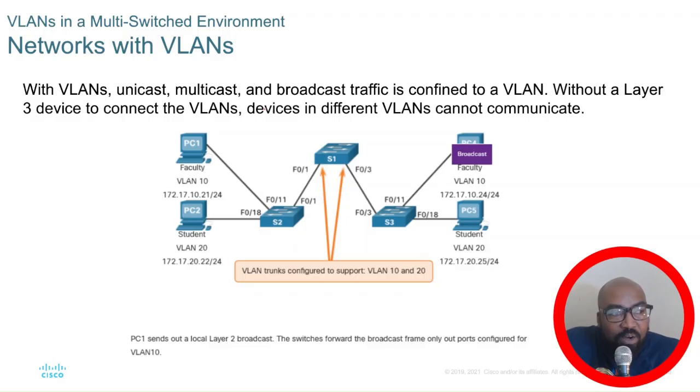Without a layer 3 device to connect VLANs, devices in different VLANs cannot communicate, right? So rules still apply. In order for different subnets to talk to each other, you still need a router to route it. You still need a router to route between different VLANs. All devices in different VLANs cannot communicate. So obviously we have to trunk these, right? Got to trunk them.